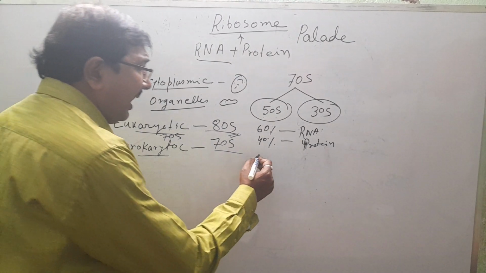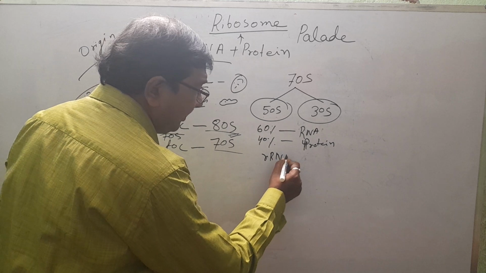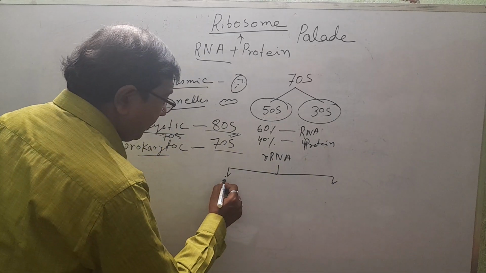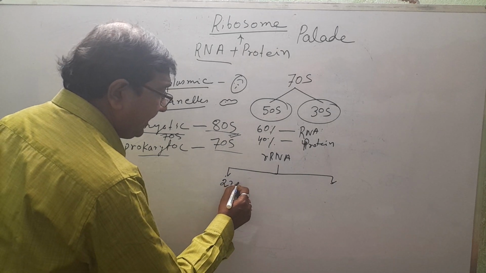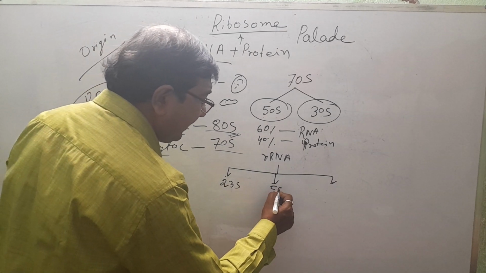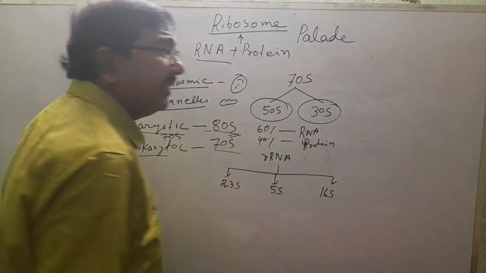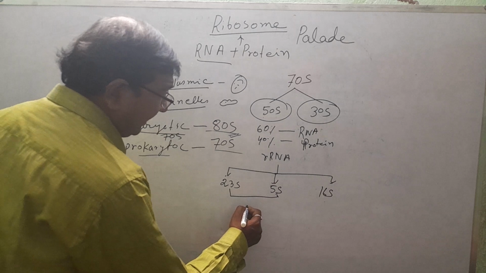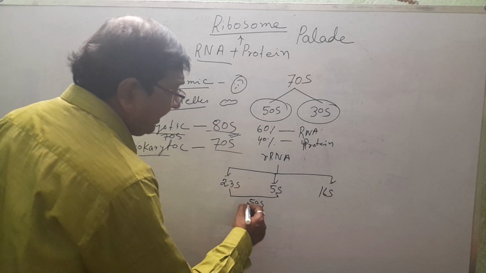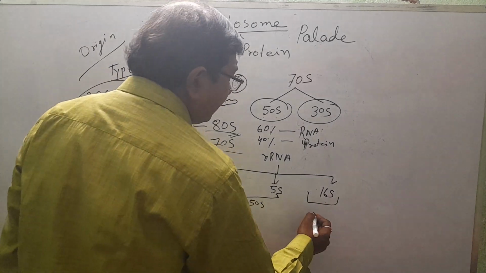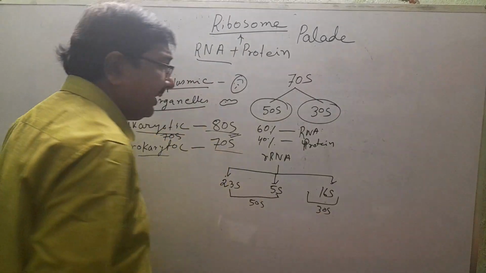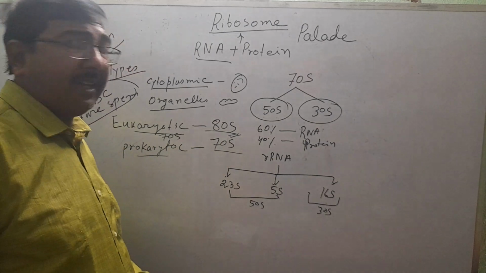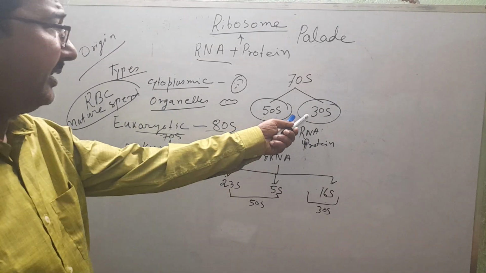Okay, and which types of rRNA are present? 23S, 5S and 16S. The 23S and 5S form the larger subunit 50S, and the 16S is present in the smaller subunit 30S.